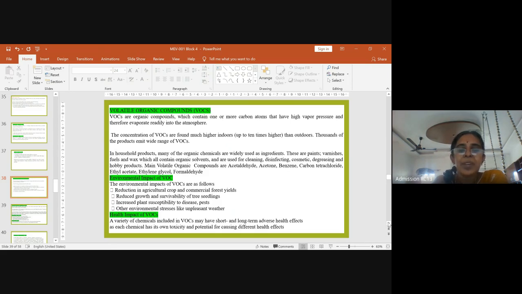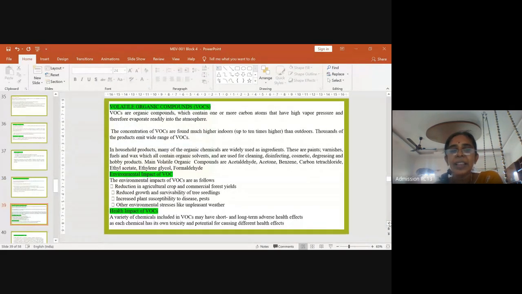The environmental impact of these volatile organic compounds is that the yield of agricultural crops is reduced, and commercial forest yields are reduced. There is reduced growth and survivability of tree seedlings, increased plant susceptibility to disease and pests, and it also causes unpleasant weather conditions. The health impact of these organic compounds may be short and long term adverse health effects, as each chemical has its own toxicity and potential for causing different health effects.